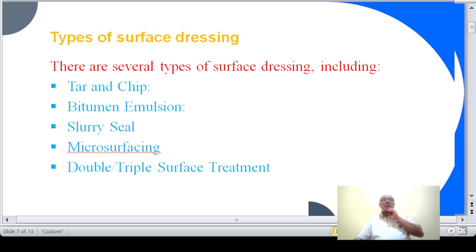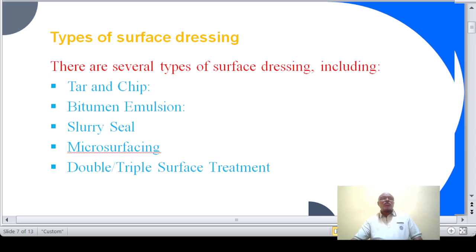Now let's start from tar and chips. This method involves applying a layer of hot liquid asphalt or tar onto the road surface, followed by a layer of small stone chips. These chips are then rolled into the tar to create a strong, durable surface.